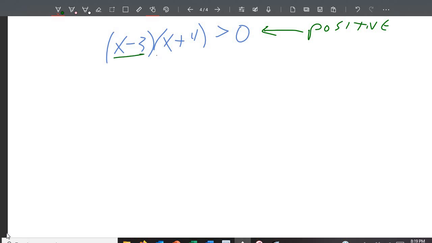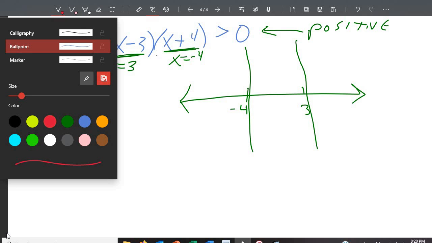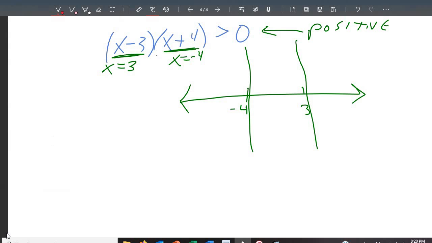So the first thing we do is we're going to take each one of these and solve for x. Just like we normally solve for x, we'll get x to be 3 and x to be negative 4. Now, let's draw a number line, put the negative 4, positive 3, and draw vertical lines through them, or as close as you can get. Once we do the numbers and we draw the vertical lines, we're going to choose a number within each region.